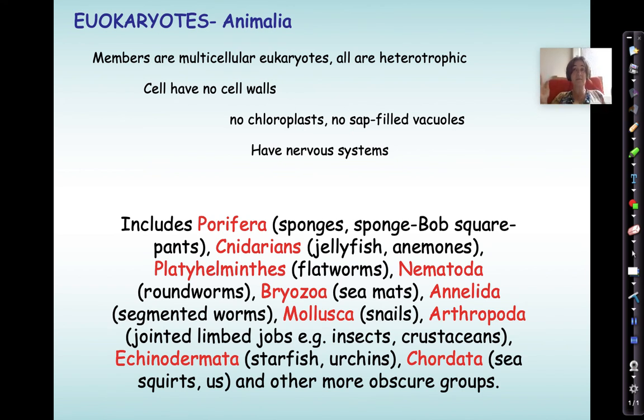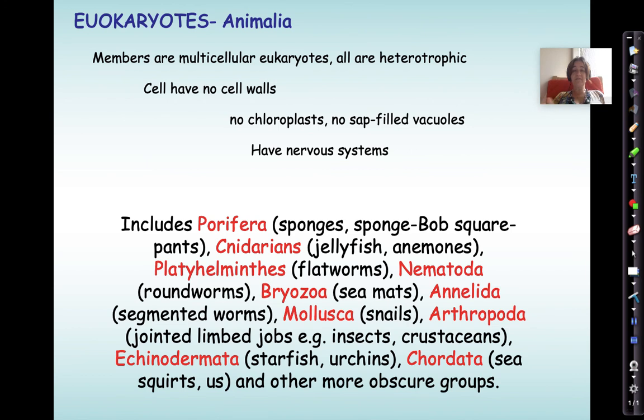We don't have cell walls because we've got a skeleton, so we're not crunchy. We don't have chloroplasts because we're not fixing energy from the sun, which is what chloroplasts do. And we're not full up like a balloon, okay? All our stuff is kind of contained in different vessels and things. And we're not just sort of like, okay, this is holding me up. Also, we have nervous systems, okay, which plants don't have.